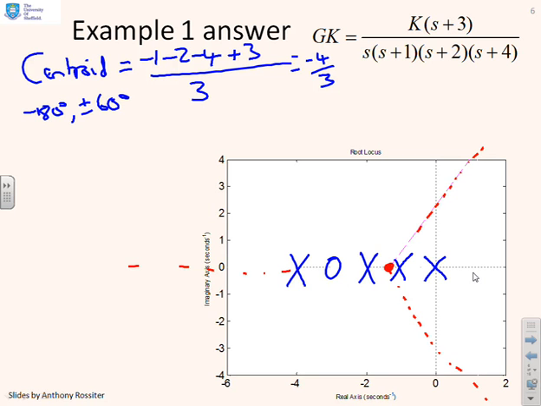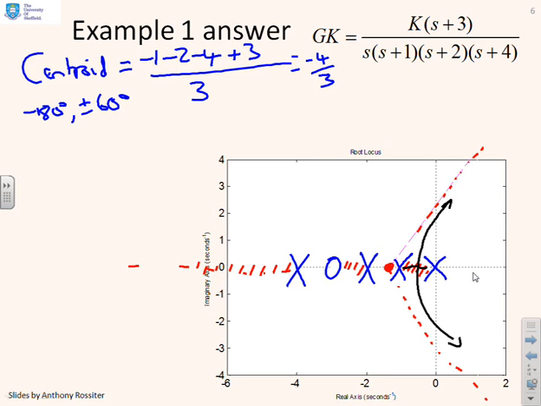The next thing is to say, okay, which bits of the real axis are on the loci? So we need an odd number to the right, so that's those bits using this hashing. And finally, let's look at what the root loci might do in the area of interest, and we're looking at these poles closest to the imaginary axis. So these two will come together and go off something like this.